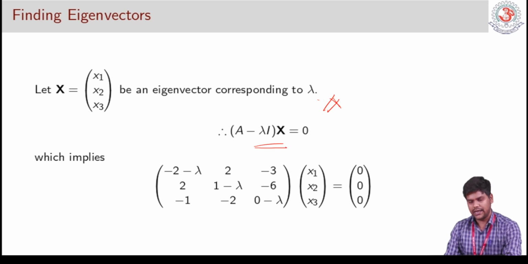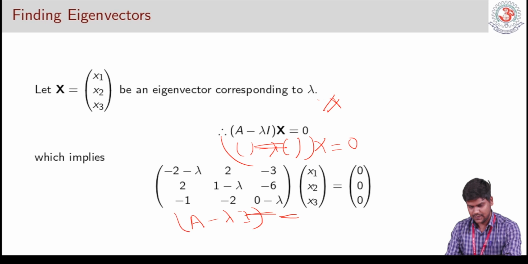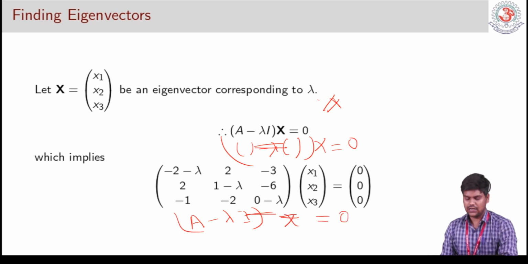So put the matrix A minus lambda into the identity matrix, into x equal to 0. Lambda into I has only diagonal elements, so we subtract lambda from the diagonal elements. After subtracting from the diagonal, we get this matrix. This is A minus lambda I, this is x, and this is 0. Now we can go and find the eigenvector for each eigenvalue.